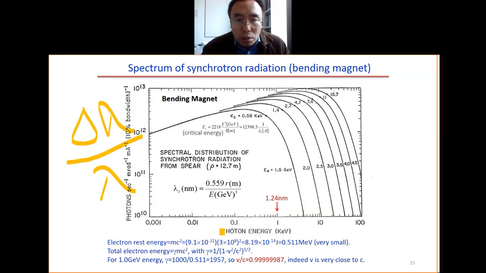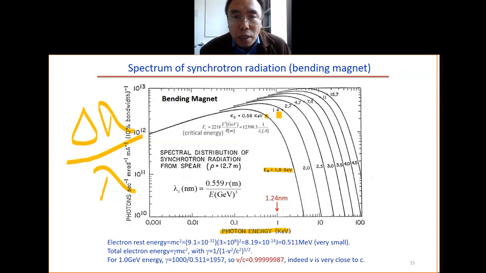This is the photon energy. Here 1 kilo electron volt gives 1.24 nanometer wavelength. So this one will be 1.24 angstrom, 1 angstrom wavelength. This is the photon energy. The number here is the electron energy. The electron moves in a circle in the storage ring, and this is the energy of the electron. You can see the energy of the electron is very high, giga electron volt. Giga electron volt energy of the electron gives you kilo electron volt photon energy.